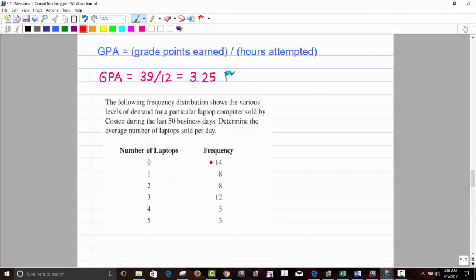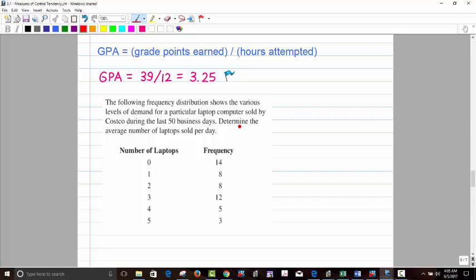Now, this is saying, okay, 0 laptops were sold on 14 days, and then 1 was sold on 8 days, 2 were sold on 8 days, 3 were sold on 12 days, 4 on 5 days, and 5 on 3 days. Now, one way, which would be the long way, and I wouldn't recommend doing this, is you could literally list out 14 zeros, 8 ones in a row, 8 2s in a row, 12 3s, 5 4s, 3 5s, add them up and divide by 50.